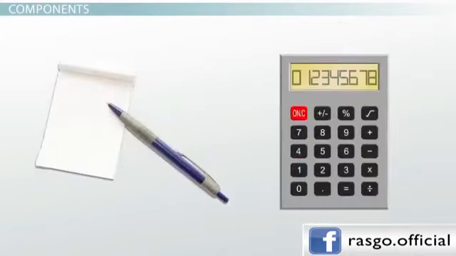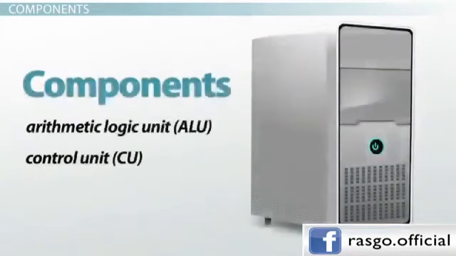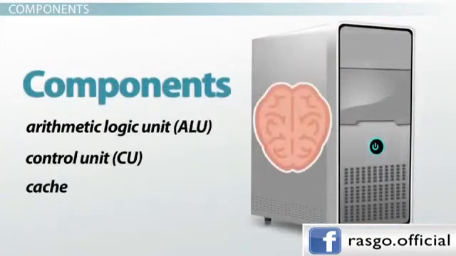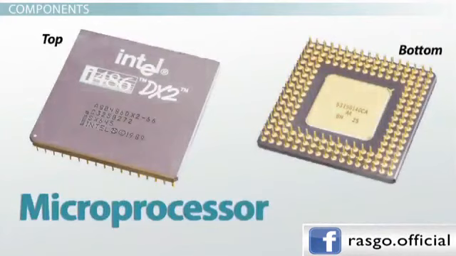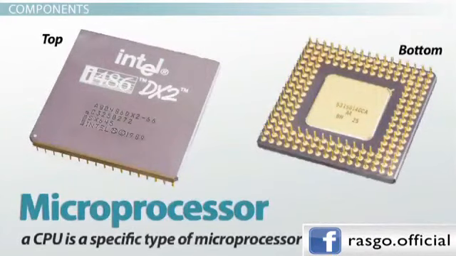The Control Unit calls upon the Arithmetic Logic Unit to perform the necessary calculations. Third is the cache, which serves as high-speed memory where instructions can be copied to and retrieved. Early CPUs consisted of many separate components, but since the 1970s, they have been constructed as a single integrated unit called a microprocessor. As such, a CPU is a specific type of microprocessor.